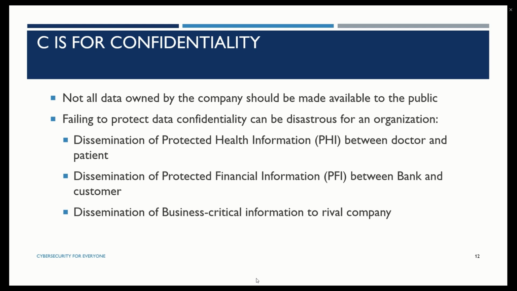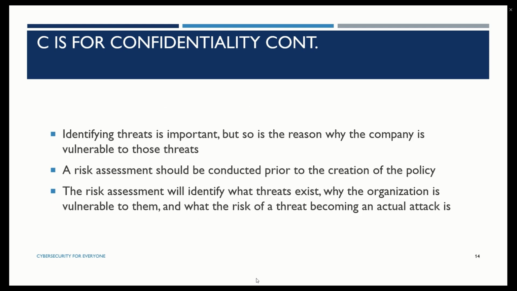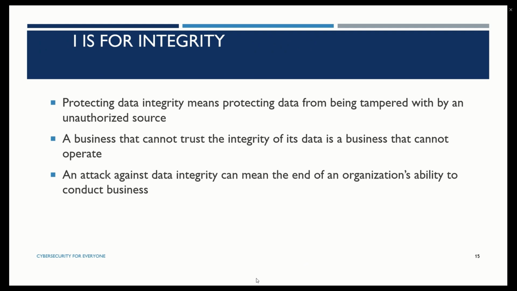Failing to protect data confidentiality can be disastrous for an organization. Dissemination of protected health information, for example, could be considered a serious breach. So, C is for confidentiality, and the threats to confidentiality must be identified and could include hackers. Identifying threats is important, but so is the reason why the company is vulnerable to those threats. A risk assessment should be conducted prior to the organization implementing the framework.